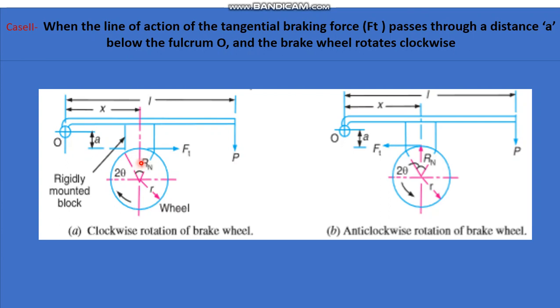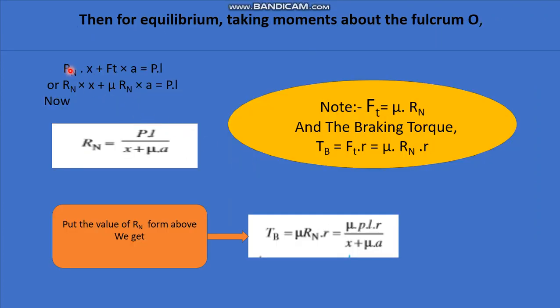Now we can see here this Rn rotates in anti-clockwise direction about the fulcrum. This Ft also rotates in anti-clockwise direction about the fulcrum, but P rotates in clockwise direction about the fulcrum. Now guys, in this diagram, these two forces have anti-clockwise direction and one force has clockwise direction. Now you can write the formula: Rn x plus Ft a is equal to P L. Rn is anti-clockwise, Ft is anti-clockwise. The summation of these two forces' moments must be equal to the clockwise moment.